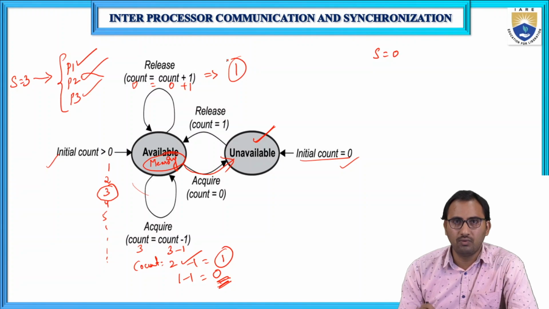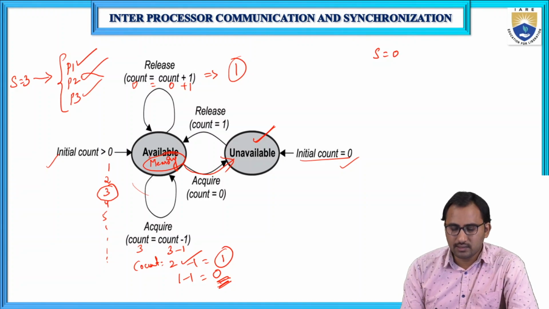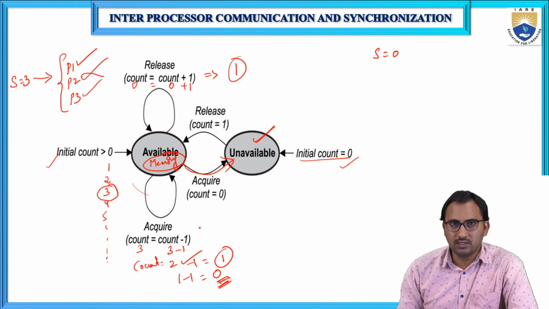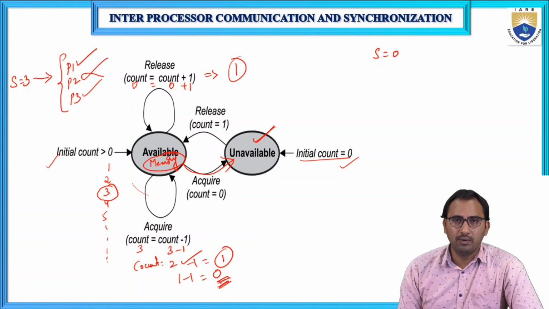So now the count is 1. Semaphore value is 1, S is equal to 1. That means one more process can access this resource. So this is a counting semaphore. In this way, the semaphore value can be used.